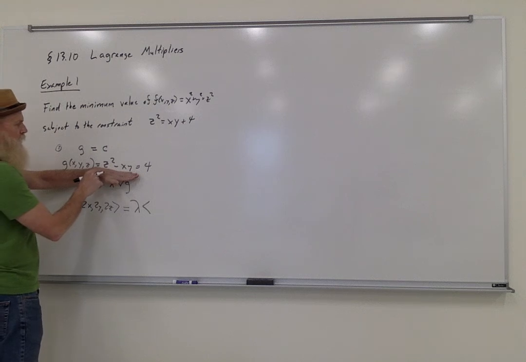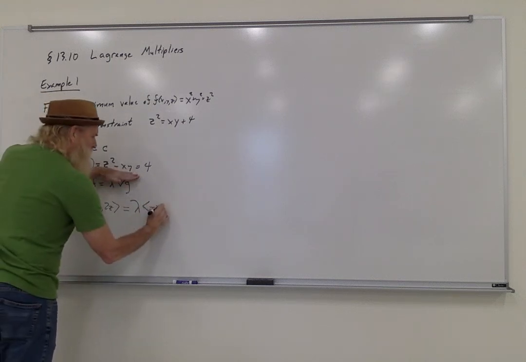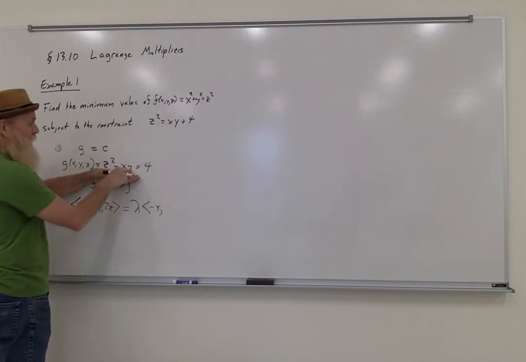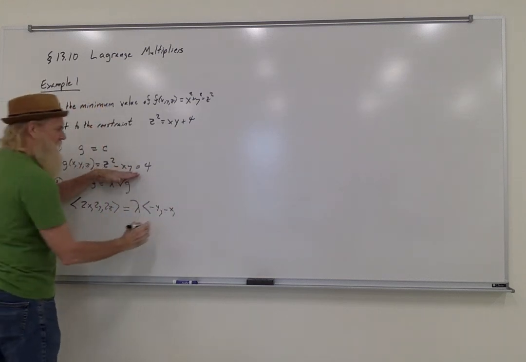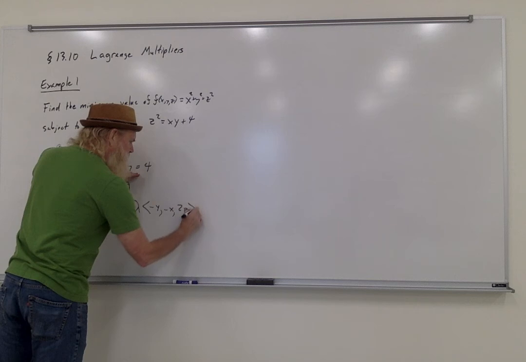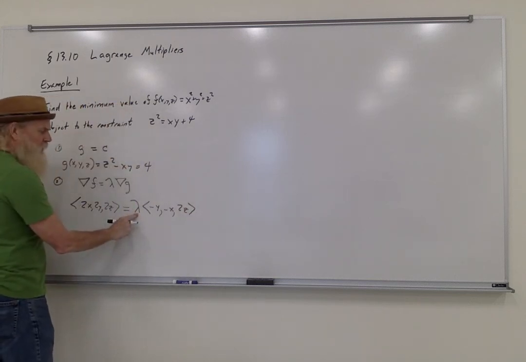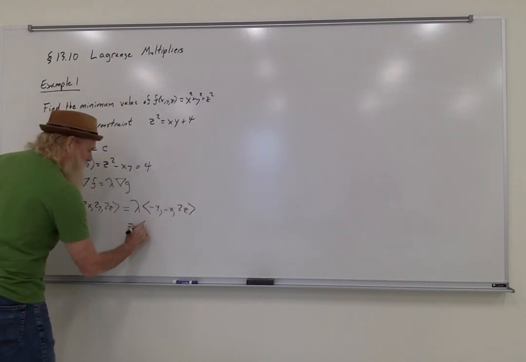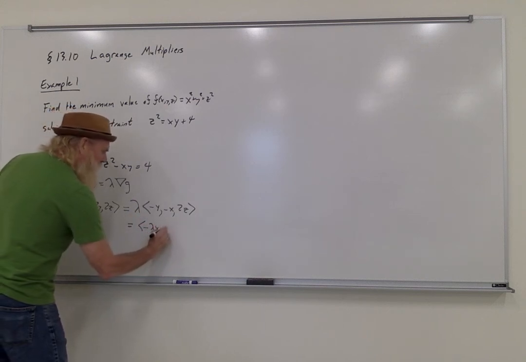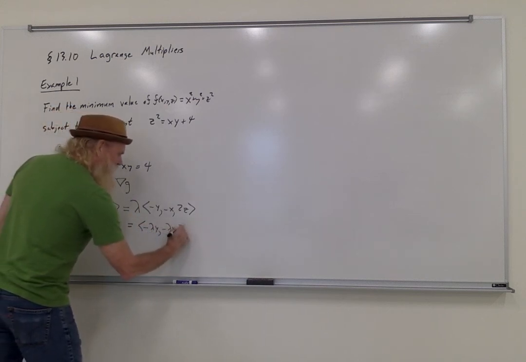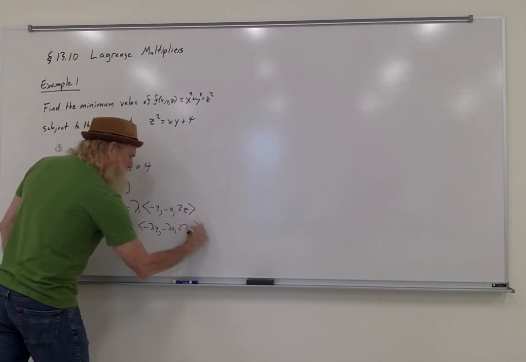The derivative of g with respect to x is negative y. The derivative with respect to y is negative x. And the derivative with respect to z is 2z. So let's distribute the lambda and then set components equal. Distributing lambda, I get negative lambda y, negative lambda x, and 2 lambda z.